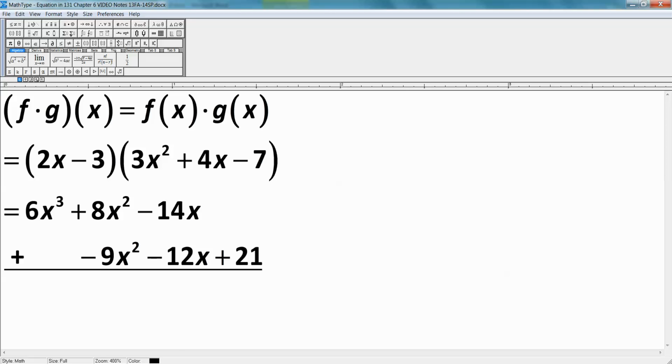Okay, 6x cubed doesn't have any like terms, so I'm just going to put 6x cubed, minus 1x squared, or minus x squared, I guess. You don't need the 1 there if you're feeling lazy, like most mathematicians. Then minus 26x plus 21. And we're done. All finished.